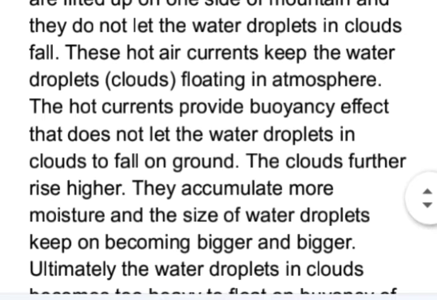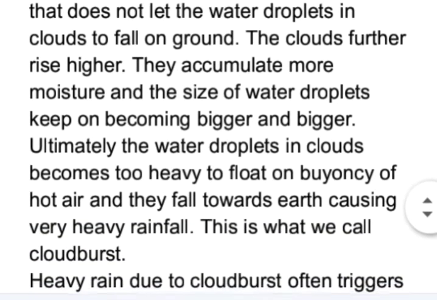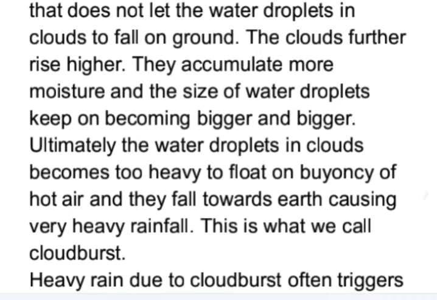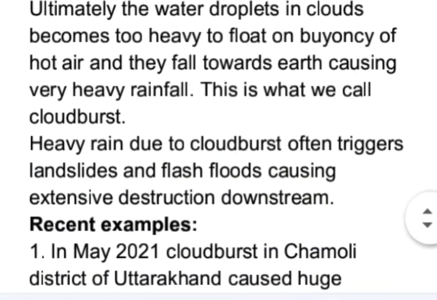The clouds further rise higher, they accumulate more moisture and the size of water droplets keep on becoming bigger and bigger. Ultimately, the water droplets in clouds become too heavy to float on buoyancy of hot air and they fall toward earth causing very heavy rainfall. This is what we call cloudburst. Heavy rain due to cloudburst often triggers landslides and flash floods, causing extensive destruction downstream.